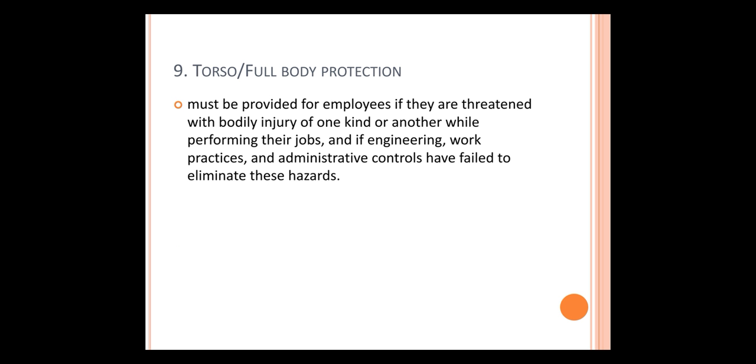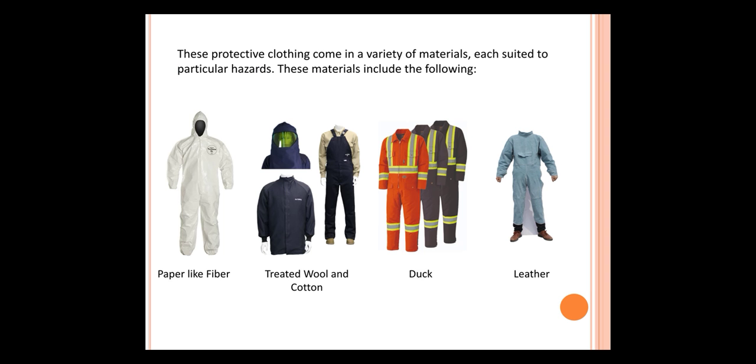Next is the torso or full body protection. It must be provided for employees if they are threatened with bodily injury of one kind or another while performing their jobs, and if engineering, workplace, and administrative controls have failed to eliminate these hazards. These protective clothing come in a variety of materials, each suited to particular hazards.